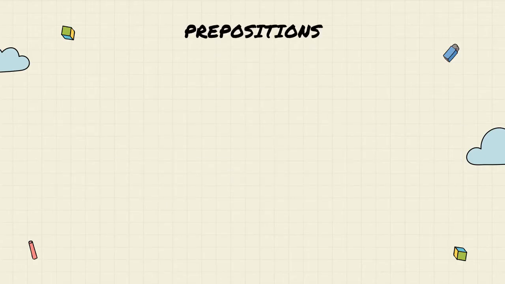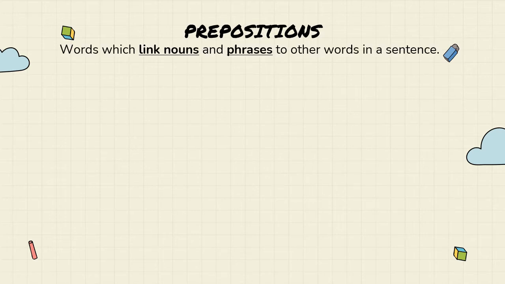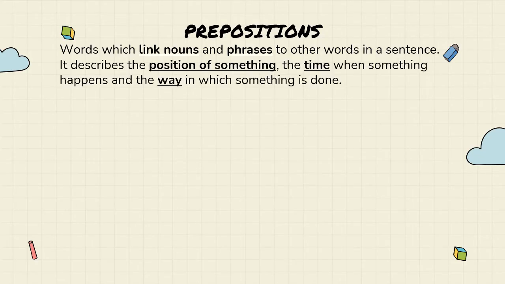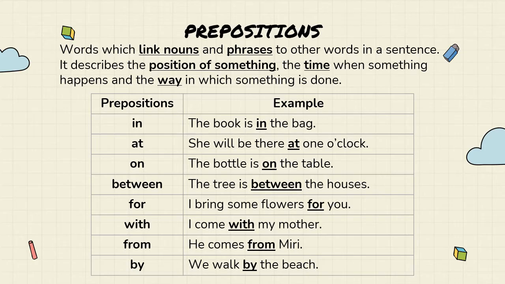Now we have prepositions. Have you heard of prepositions? Prepositions are words that link nouns and phrases to other words in a sentence. They describe the position of something, the time when something happens, and the way in which something is done. Here is the example. In. The book is in the bag. It means the book is already in the bag.